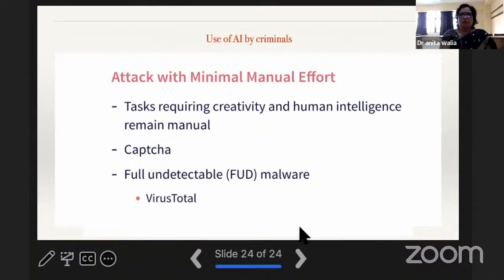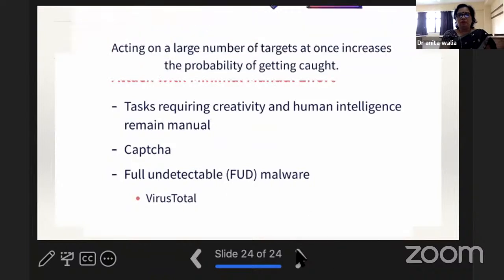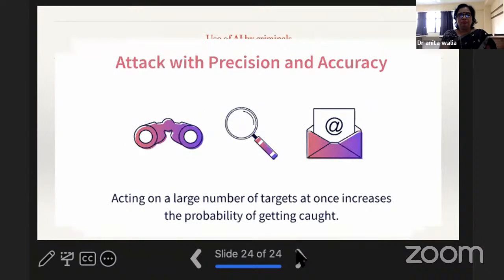Most tasks that require creativity and human intelligence still remain manual. For example, the attackers can't bypass and solve the CAPTCHA present on a web page. In another example, they cannot test and fine tune malware code. Such tasks cannot be automated by traditional programming. So what do we do? We apply machine learning. An attacker can use machine learning to bypass CAPTCHA, even crack a password, or utilize the data and API offered by a tool, such as VirusTotal, to test fully undetectable malware.